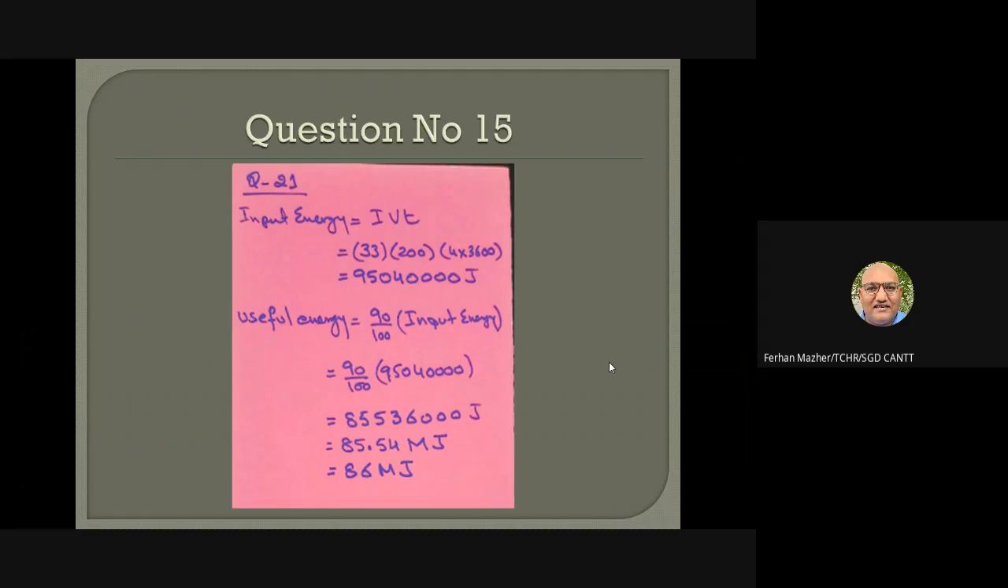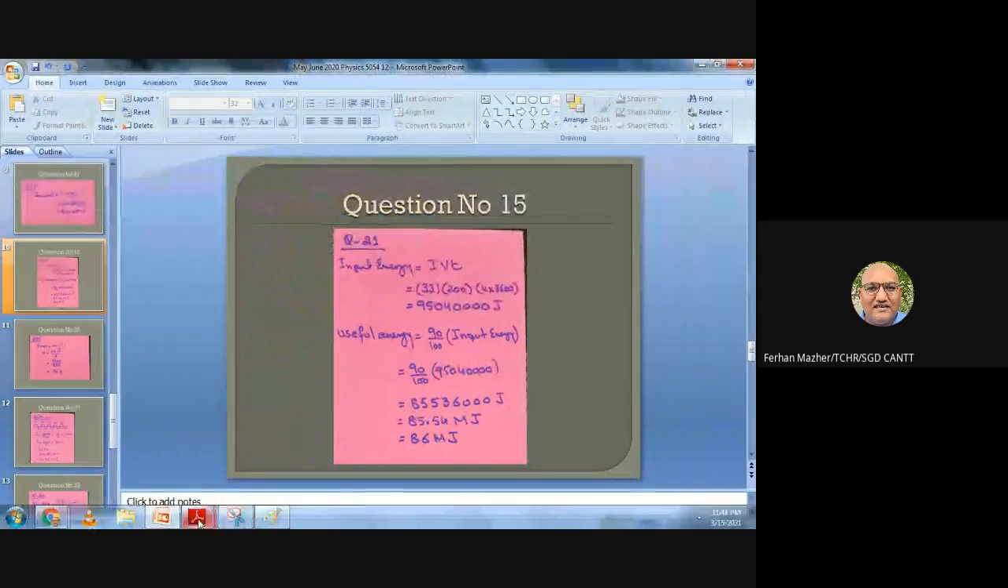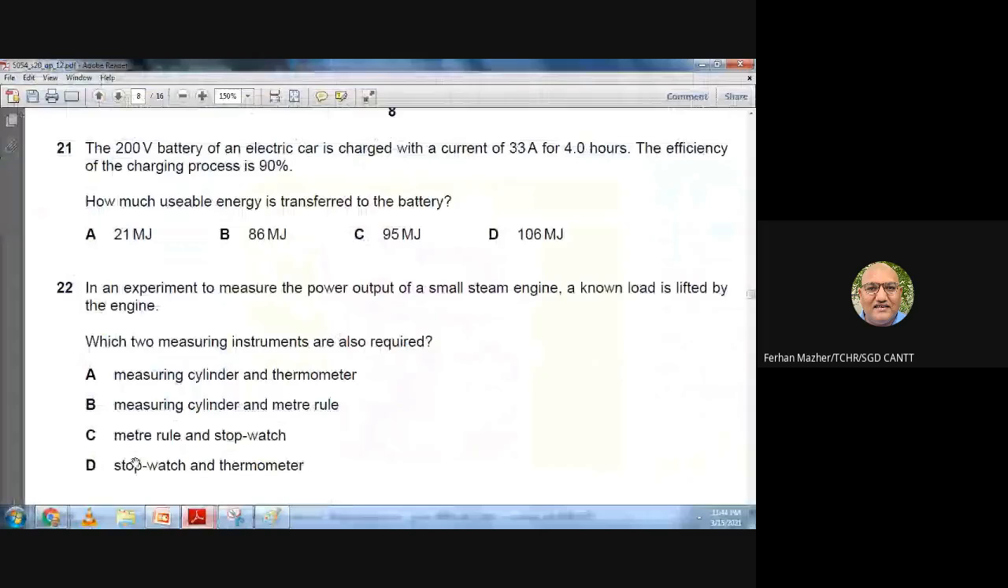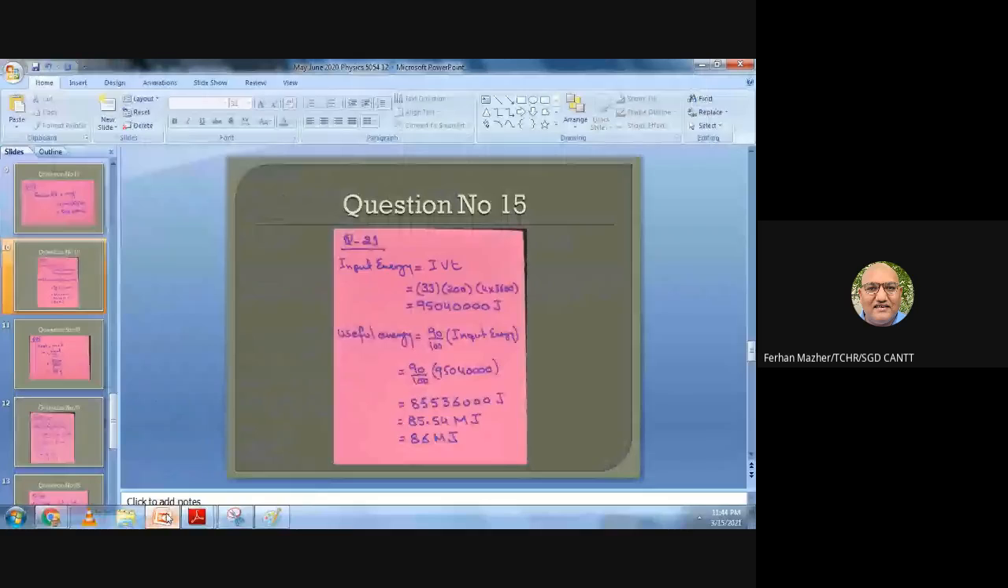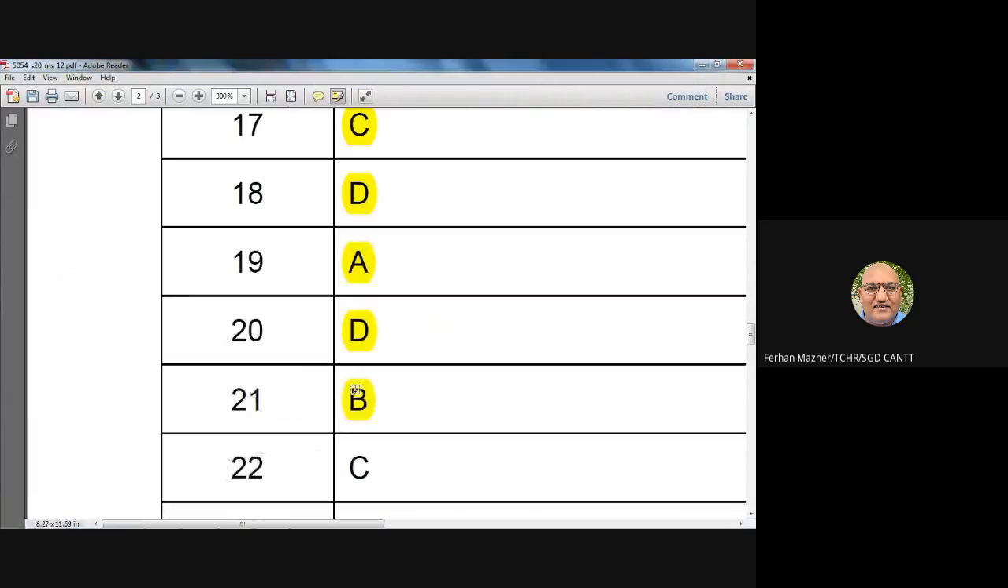It is only 90% efficient. So whatever is in the input, the output is 90% of the input. I hope you have understood. So what was the answer? 86 megajoules. 86 is B option. Question number 21. B is the option.